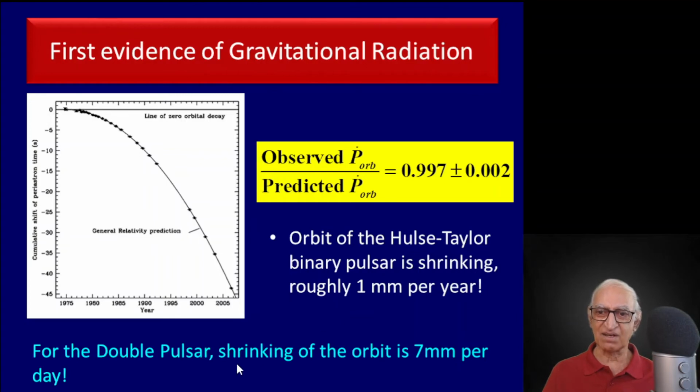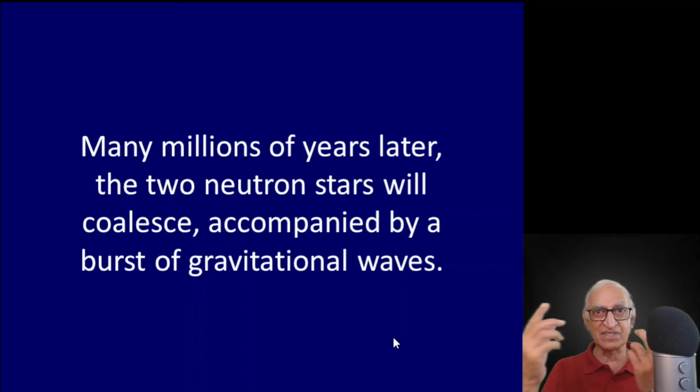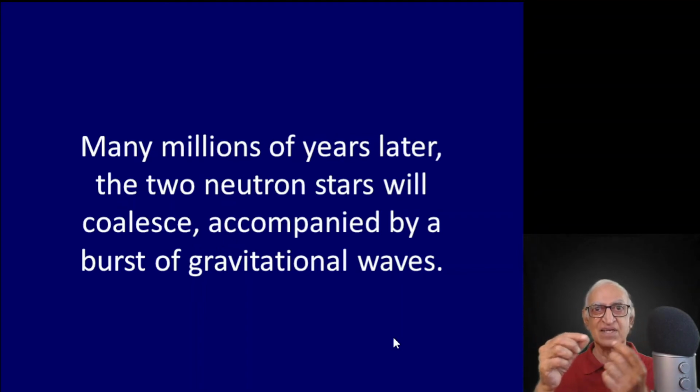For the double pulsar, the shrinking of the orbit is even more dramatic. It's almost 1 centimeter per day, 7 millimeters per day. Okay. Now, these two neutron stars, as they go around the common center of mass, will emit gravitational radiation. Their orbit will shrink. The semi-major axis will decrease, and therefore they will radiate even faster, because in the formula, the rate of change of the semi-major axis, dA/dt, was inversely proportional to the third power of the semi-major axis, 1 over a cubed.